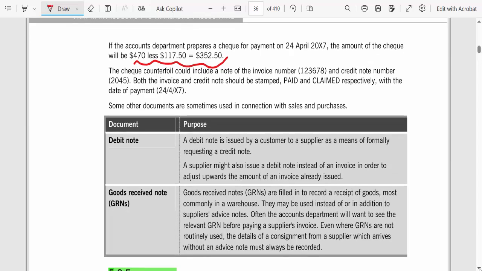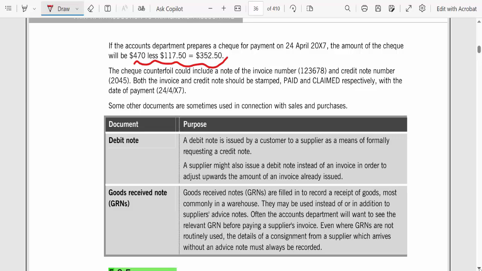Recording the payment. When Tabletops Ltd. finally makes the payment, they should ensure that they properly document this transaction to reflect both the original invoice and the credit note. On April 24th, 20X7, when they send the payment, they can follow these steps.